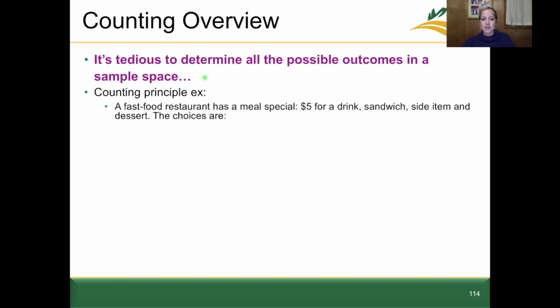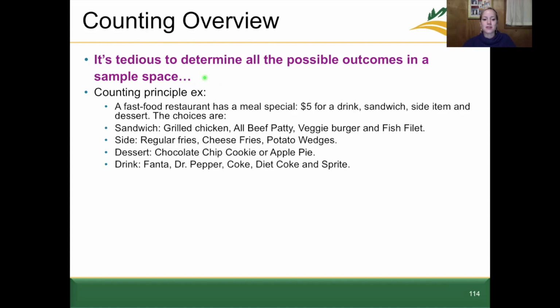Here's another example. So let's say we have a fast food restaurant. It has a meal special, $5 for a drink, sandwich, a side item, and a dessert. We have different choices amongst those different categories. So here for a sandwich, side, dessert, and drink. Then if we're asked how many meal combinations are possible, it's a lot to have to say, well, one combination would be chicken, cheese fries, apple pie, and Diet Coke. And you have to do that for every single possible outcome to make up all of our sample space.